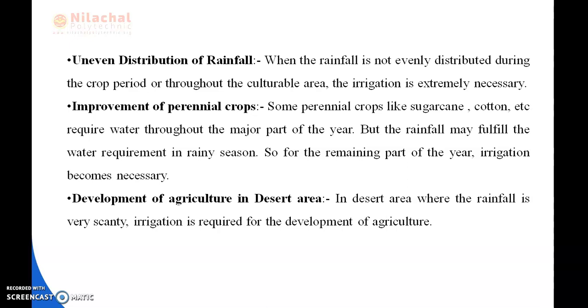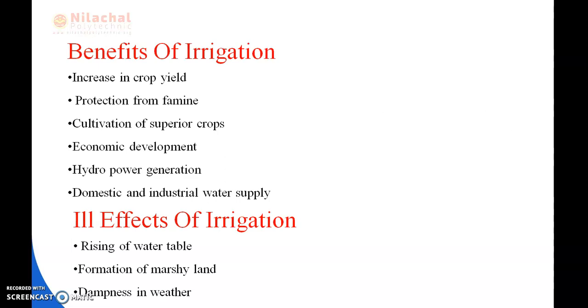Then, development of agriculture in desert areas. In desert areas where the rainfall is very scanty, irrigation is required for the development of agriculture. For example, in Rajasthan, where the rainfall is very scanty or low, irrigation is required for the development of agriculture. Next, we will be reading about the benefits of irrigation.